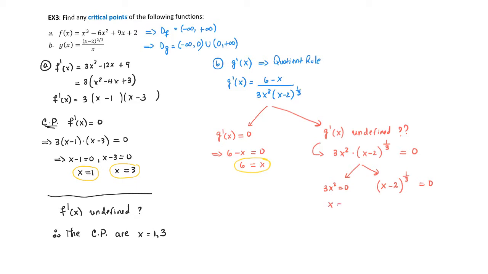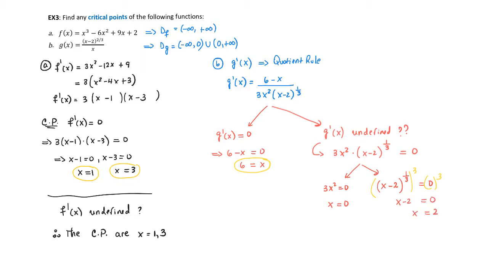So then when x is equal to 0 in this case, and here, remember the way to get rid of this exponent is by cubing, doing the opposite of the 1/3. So then that means when x minus 2 is equal to 0, when x is equal to 2.